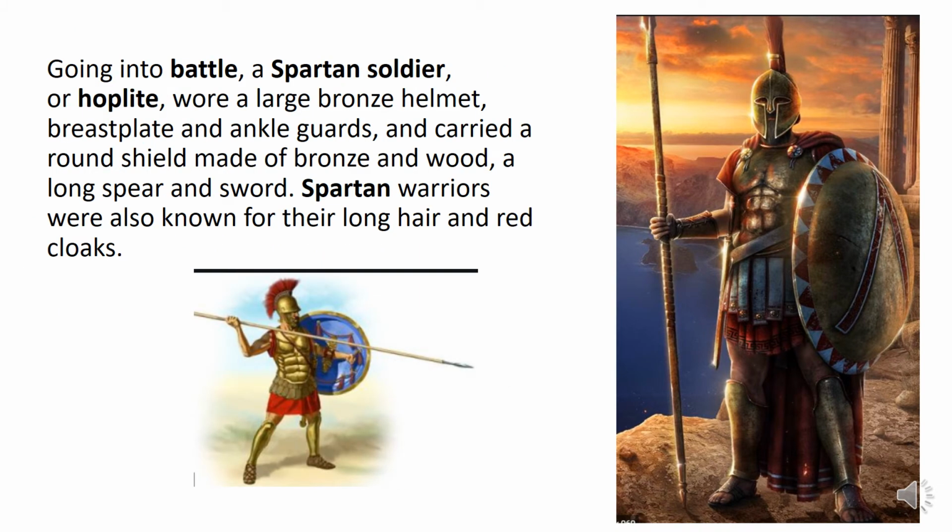Going into battle, a Spartan soldier, or a hoplite, which is another name for a Spartan soldier, would wear a large bronze helmet, you can see here, which has got a kind of red fringe coming out of it. They'd wear a breastplate, which is some armour, and ankle guards. They'd carry a round shield made of bronze and wood. You can see that shield there actually has the symbol of Sparta on it. That arrow shape is a symbol of Sparta. They'd have a long spear and sword.